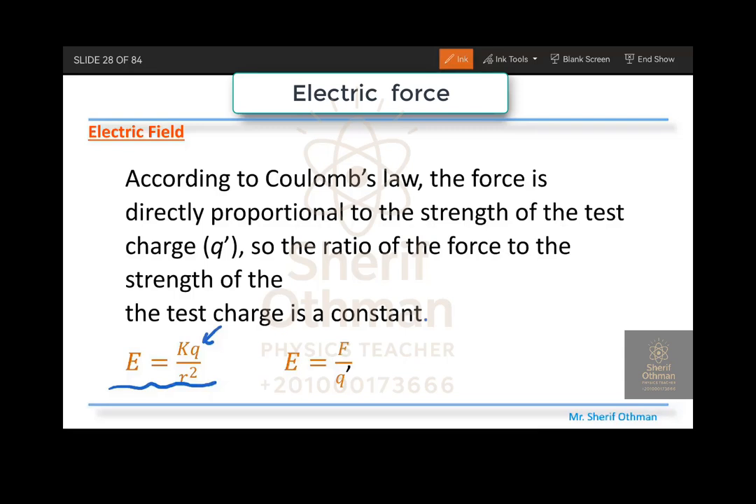So we have two rules to find the electric field. The first one depends on Q, the main charge itself, and you use this rule in the case where the force is missing. The other rule uses the electric force of the main charge divided by the value of the charge of the test charge.